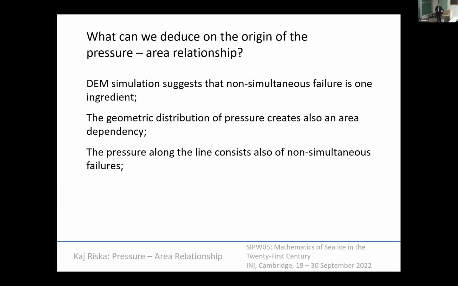Well, I'm running out of time, but anyway, what can we deduce? The results suggest that it is non-simultaneous failure. Then, of course, the geometric distribution also creates an area dependency, with pressure along the line, which explains this geometric thing, and contains non-simultaneous failures as well.